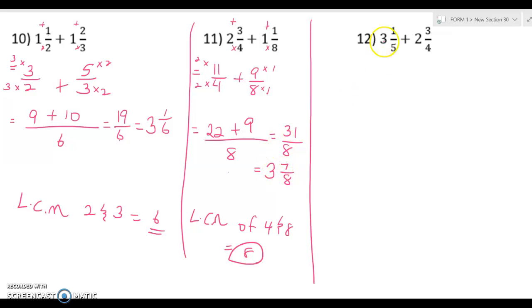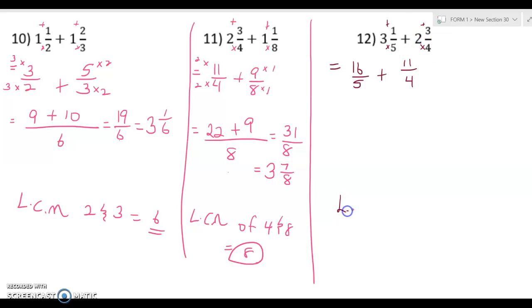Alright, last one. So we have 3 and 1/5 plus 2 and 3/4. So let's change them to improper fractions. 3 times 5 is 15 plus 1, 16 over 5, plus 2 and 3/4, so that's 2 times 4, 8 plus 3, which will give us 11 over 4.